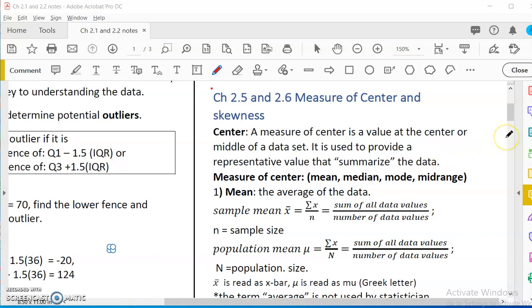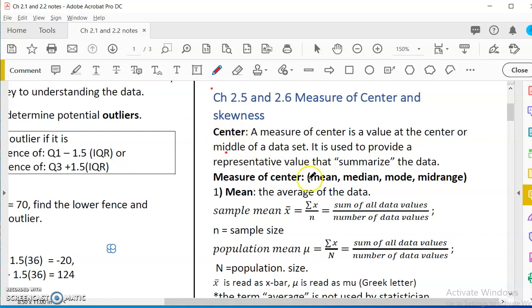Hello, statistics students. This video is for chapter 2.5 and 2.6, measure of center and skewness. In this video, we're going to talk about how to calculate a value called center that is most representative of the data sets, kind of like the most typical data. You can also say this value summarizes the data. You use one value to summarize it, and it should be in the middle or the center of the data set. That's why we call it center.